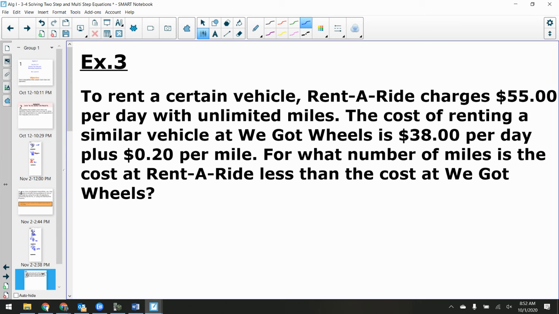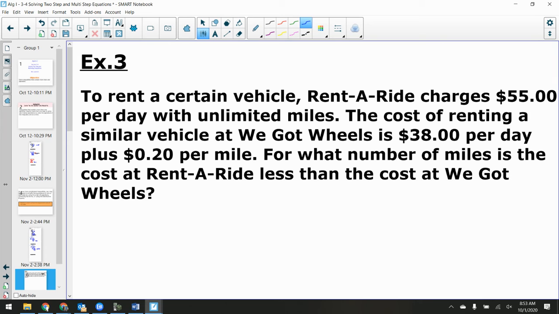The other place says, we're only going to charge you $38, but we're going to charge you a rate of 20 cents per mile. So obviously there's going to be some amount of mileage. Like if I go 1,000 miles at We Got Wheels, obviously I'm going to pay a lot more money, right? Because it's going to charge me per mile, where the first place did not charge me per mile. So when is that threshold? When is it going to be greater than to less than? That's what we're looking at here.